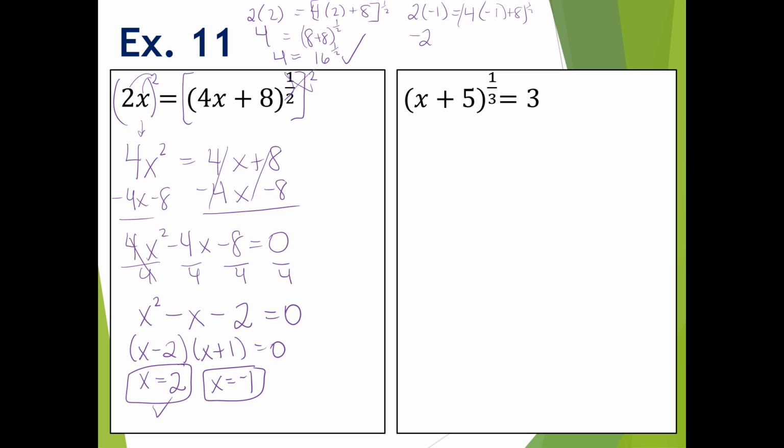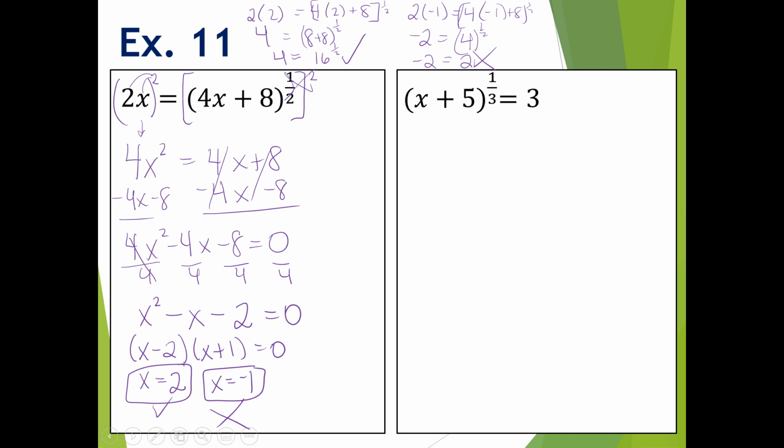So on the left side, we have -2. On the right side, we're going to have 4 times -1. That's -4 plus 8, which is 4 to the 1/2. Now, 4 to the 1/2, again, is the square root of 4. Does 2 equal -2? No, it does not. So this -1 is extraneous.